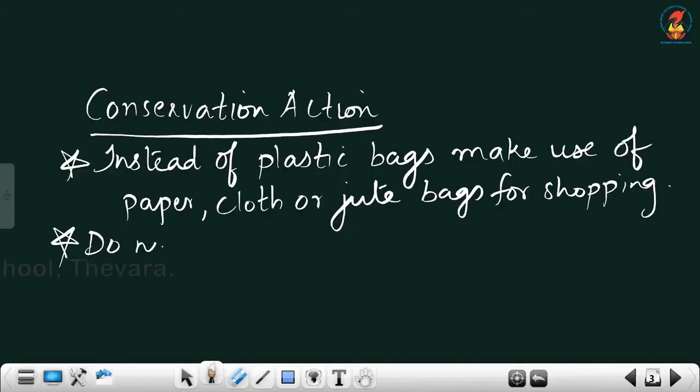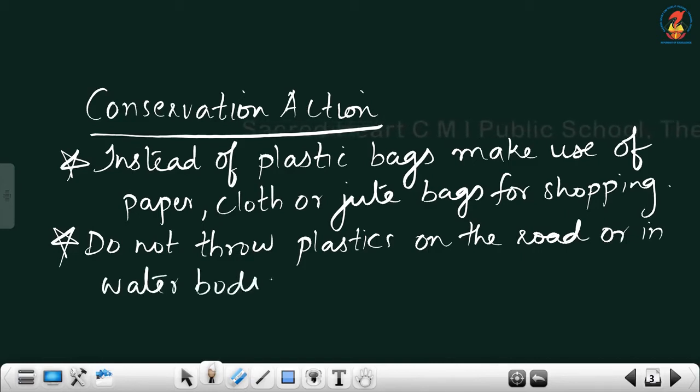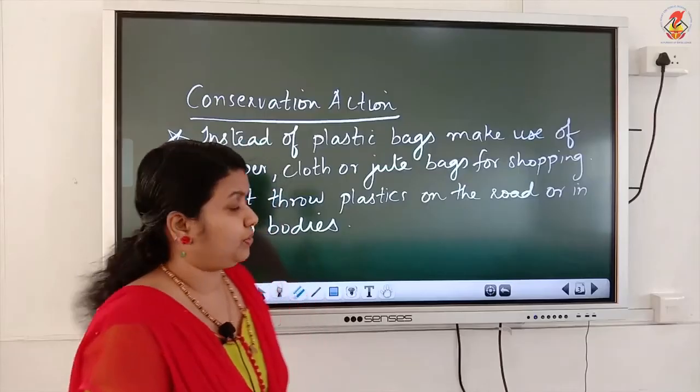Second one, do not throw plastics on the road or in water bodies. Do not throw plastics on the road or into water bodies.